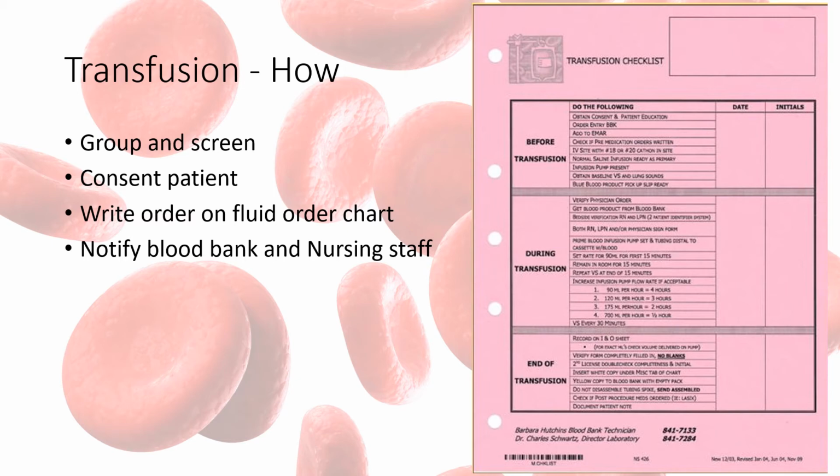Next is to do a written order or an EMR order of the packed red blood cells, and the last step is to notify the blood bank, giving them the patient details, the indication, and the number of units required. Then you can also let the nursing staff know so that they're aware to call for the unit when it is ready.